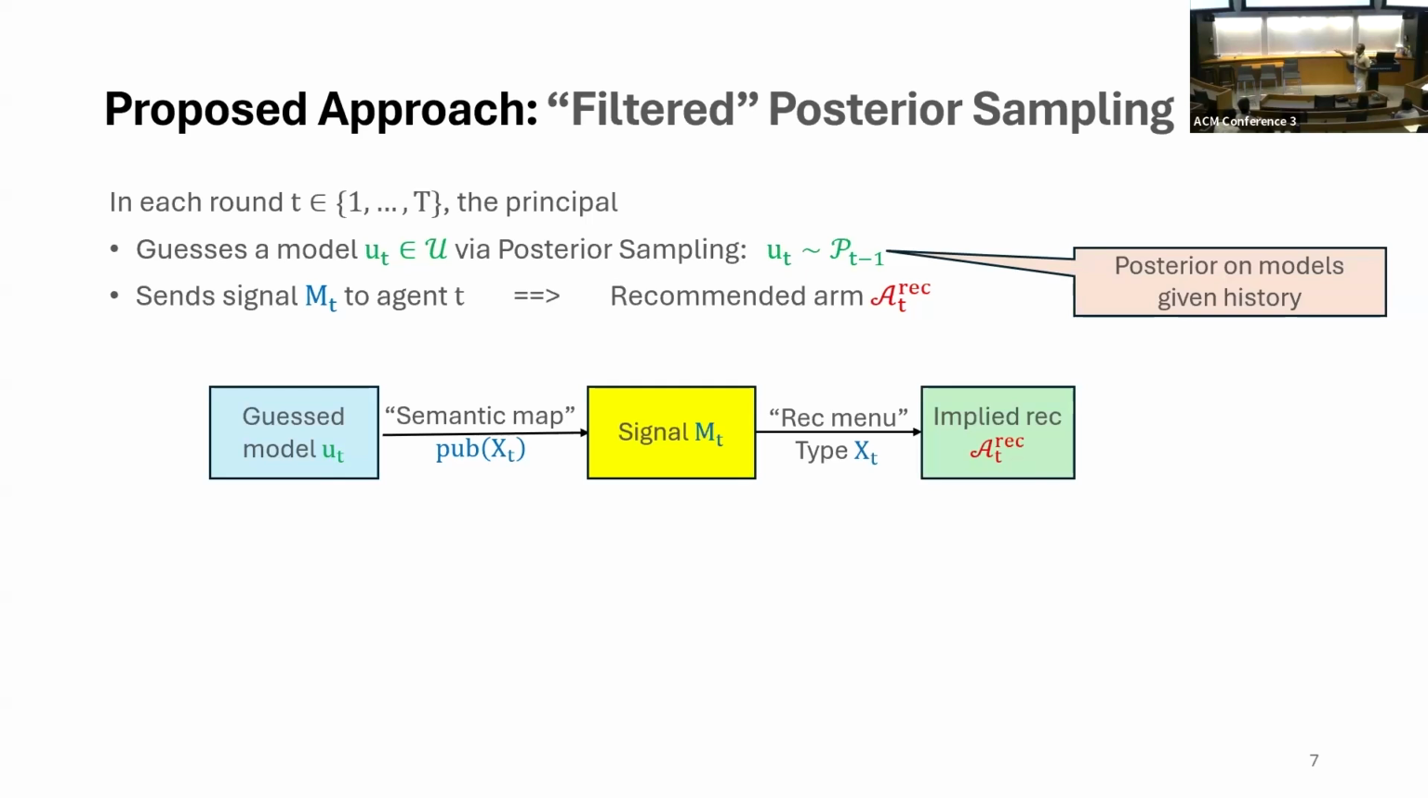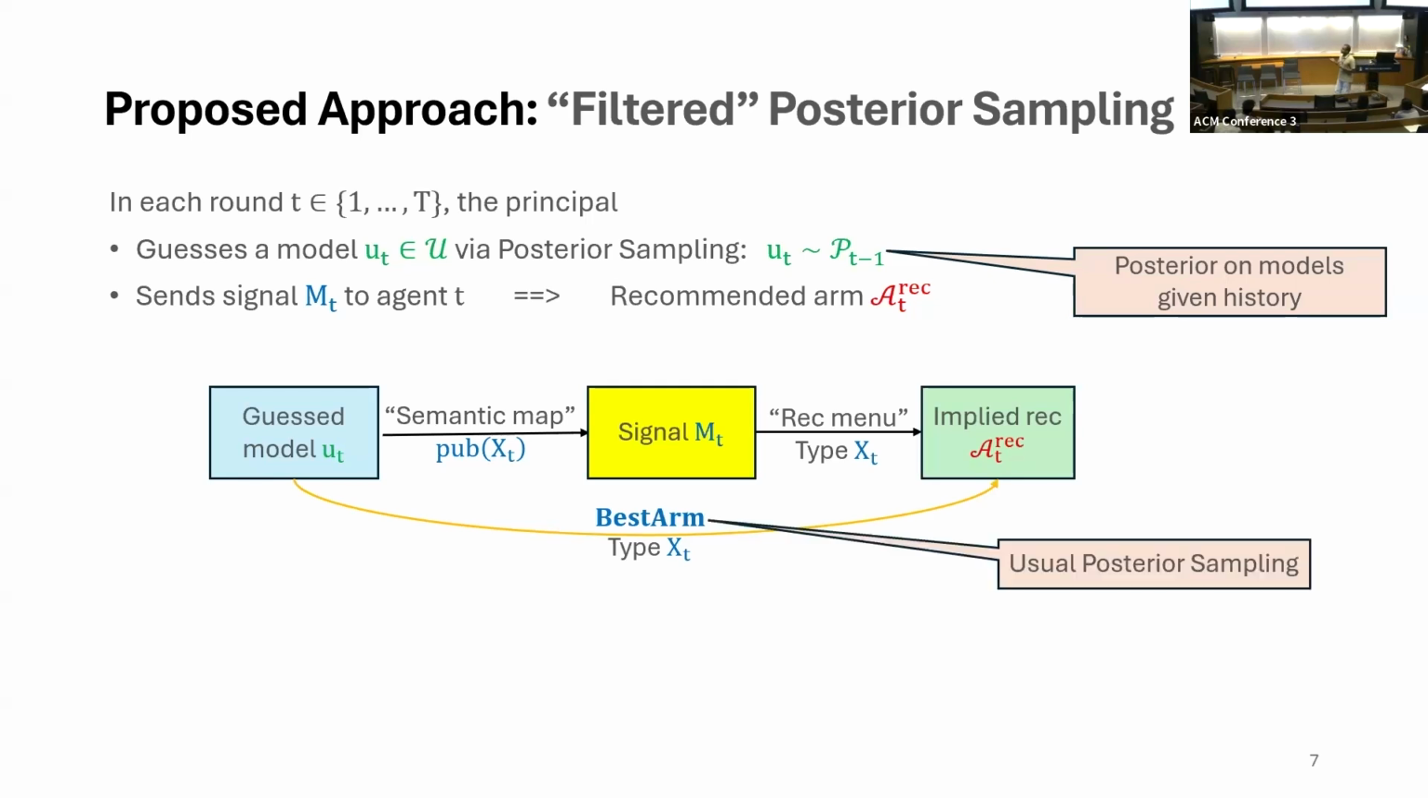This recommendation menu takes the signal as well as the agent's true type as an input and spits out a recommended outcome. Now, we want this composite mapping to have some sort of consistency with posterior sampling. Why? Because posterior sampling is what we actually want to implement because of its nice regret minimization properties. The consistency means that the implied recommendation is the same as the action recommended by posterior sampling given the model UT and the agent type XT. This is just to ensure consistency of recommendations.